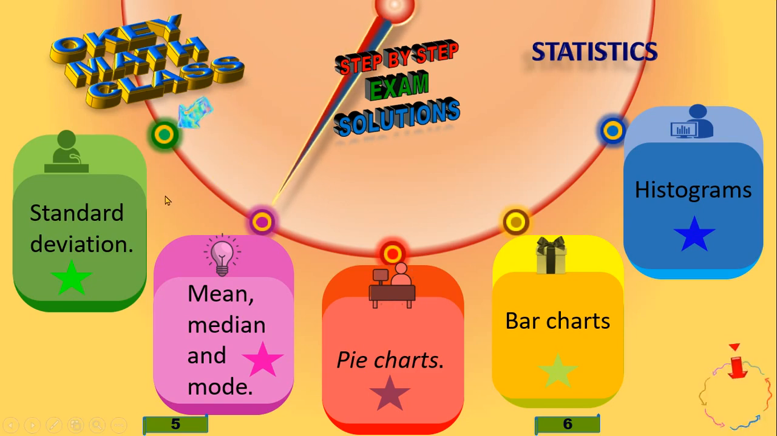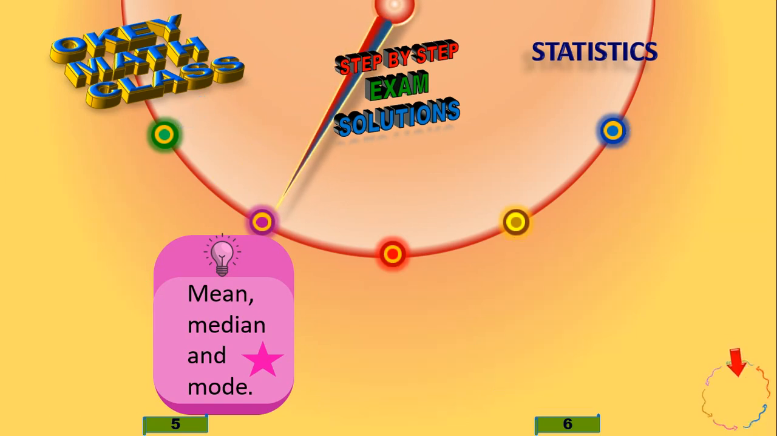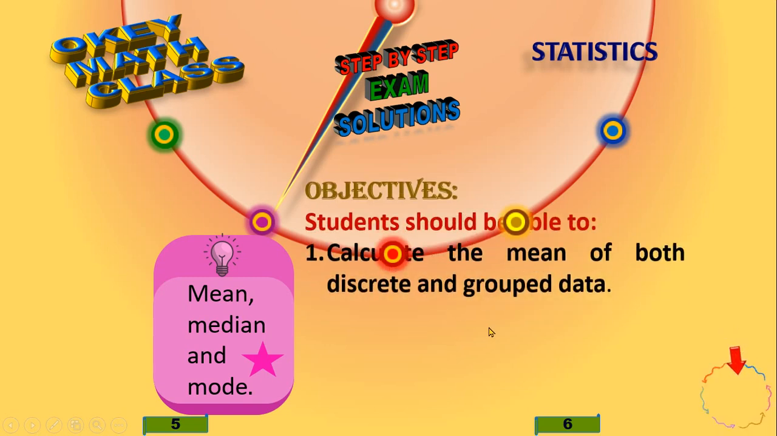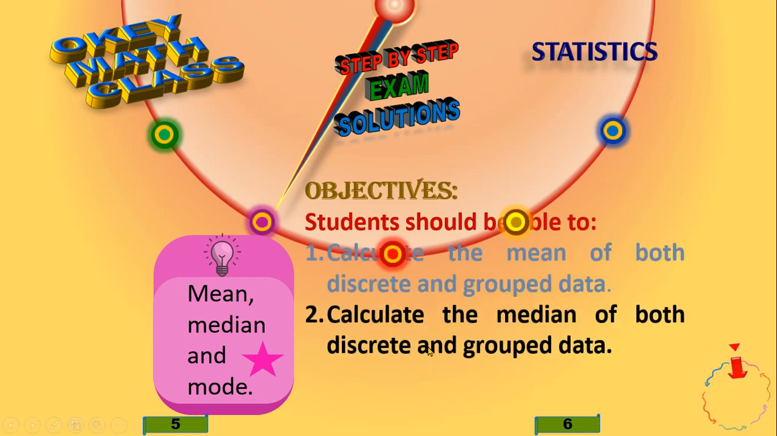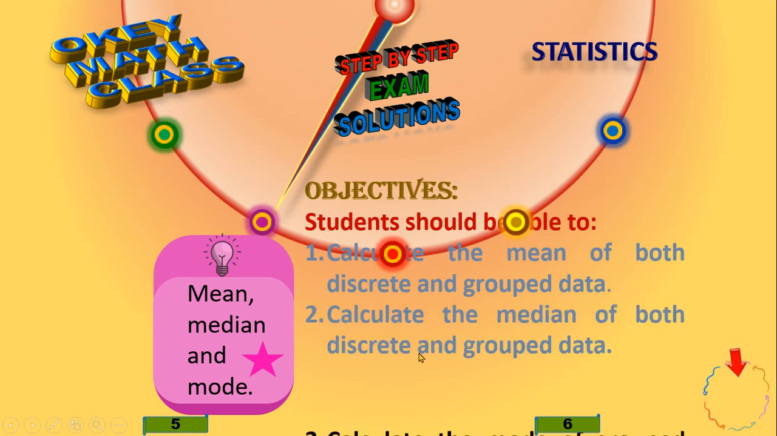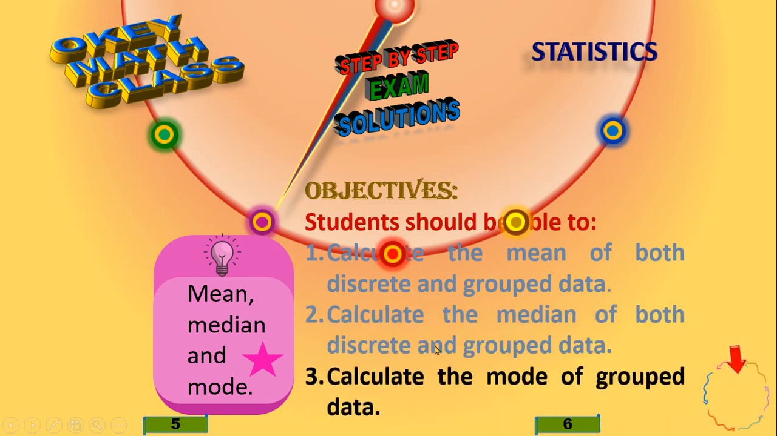In this present video, we'll be dealing with calculation of mean, median, and mode, as I said. Our objectives are: 1. To calculate the mean of both discrete and group data. 2. To calculate the median of both discrete and group data. 3. To calculate the mode of group data.